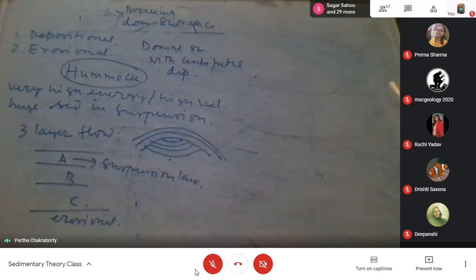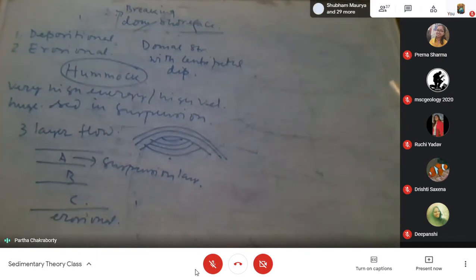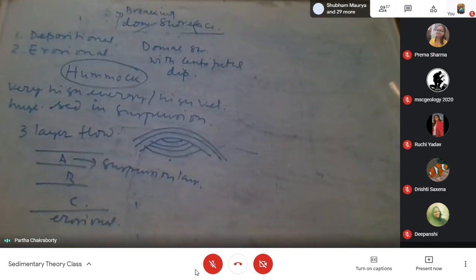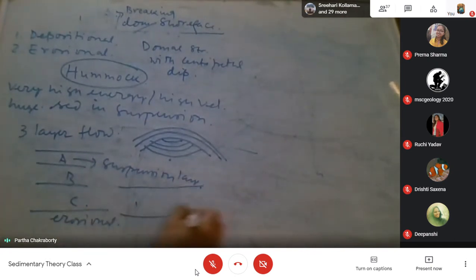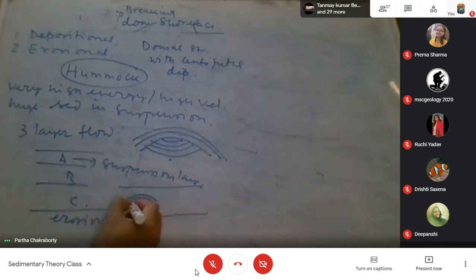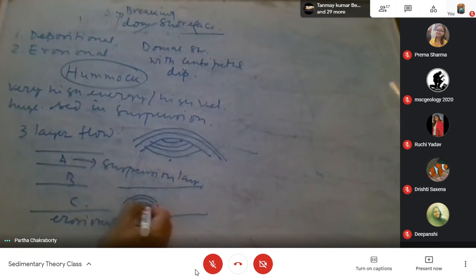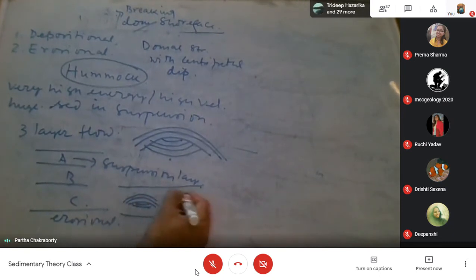Okay. Now, this is the typical character of the hummock. And when we get the hummocky cross stratification, suppose I am getting a bed, and within that I am getting this hummocky cross stratification.